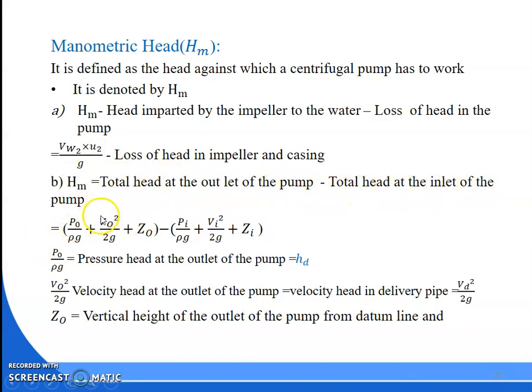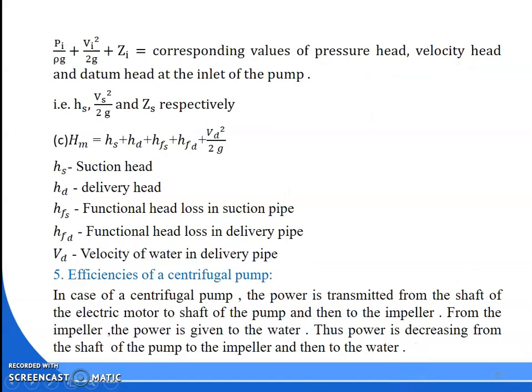What is the total head? Pressure head, kinetic head and datum head. So total head at the outlet minus total head at the inlet. So outlet pressure head, outlet kinetic head, outlet datum head, minus inlet pressure head, inlet kinetic head and inlet datum head. That is the pressure head at the outlet of the pump, Pd by rho g, delivery. The velocity head at the outlet of the pump is Vd square by 2g, velocity of the delivery. Z0 is the vertical height of the outlet of the pump from the datum line. Okay.